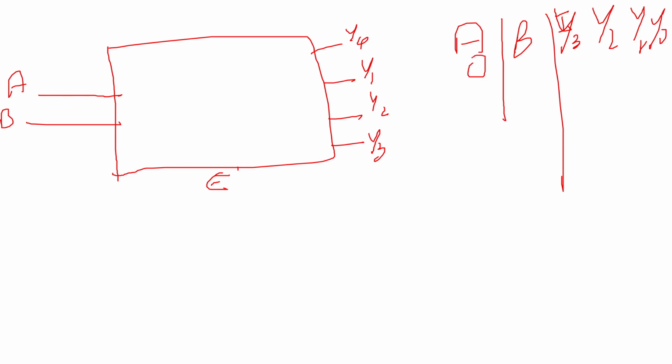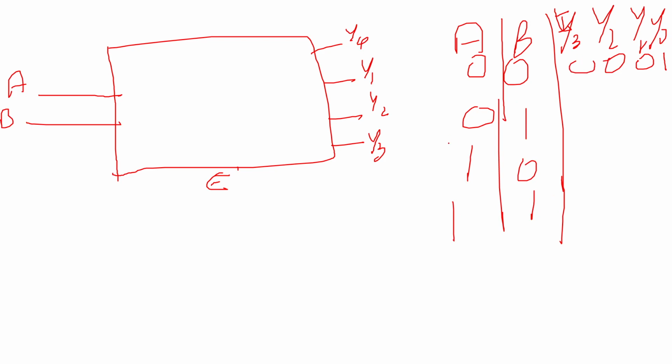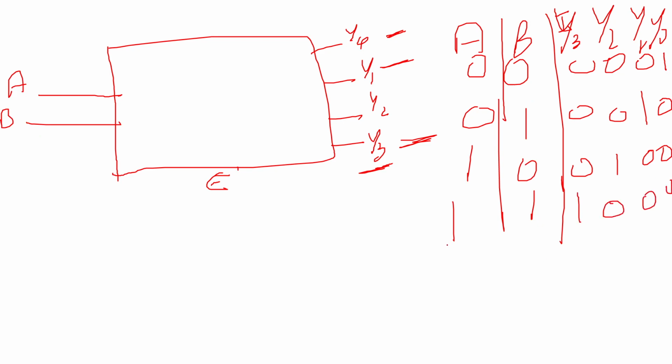These are my combinations for A and B. 0 0 means this bit will be high, all other bits will be 0. If A is 0 and B is 1, the output will be high only for Y1, and simply for the next it will be Y2, and when A and B are both 1, output Y3 will be high. When inputs were 1 1, that is 3, the third bit was active. When input was 0, the zeroth bit was active. When input was 1, the first bit was active. When input was 2, the second bit was active. So this is my truth table for a decoder, right?